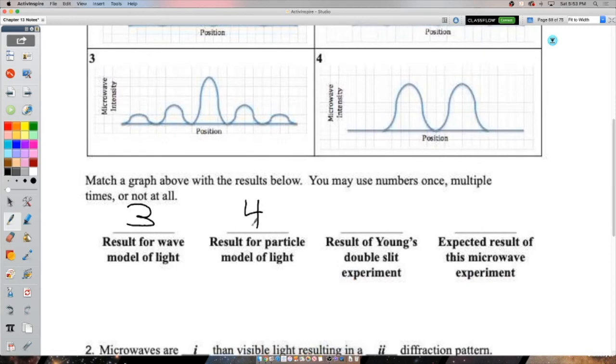Okay, now it's just saying, what did Young see? So the result of Young's double slit. Well, what was Young trying to look for? He was really trying to see if light was a particle or a wave. And what did he determine? He determined light was a wave. So he saw number 3.